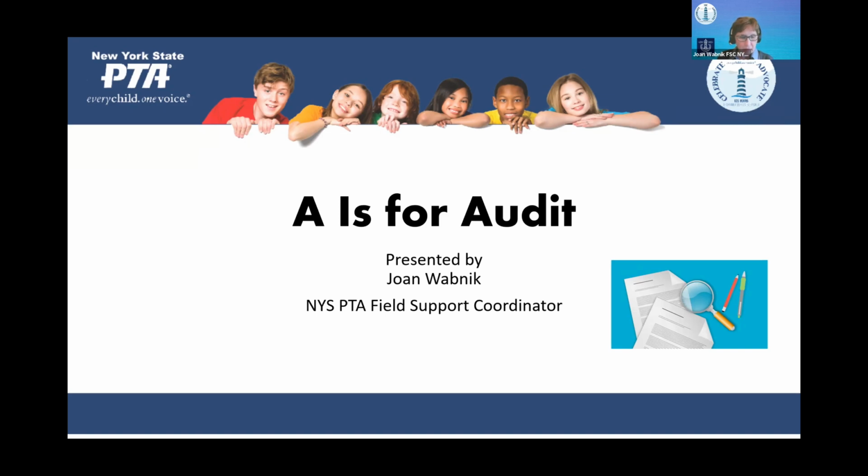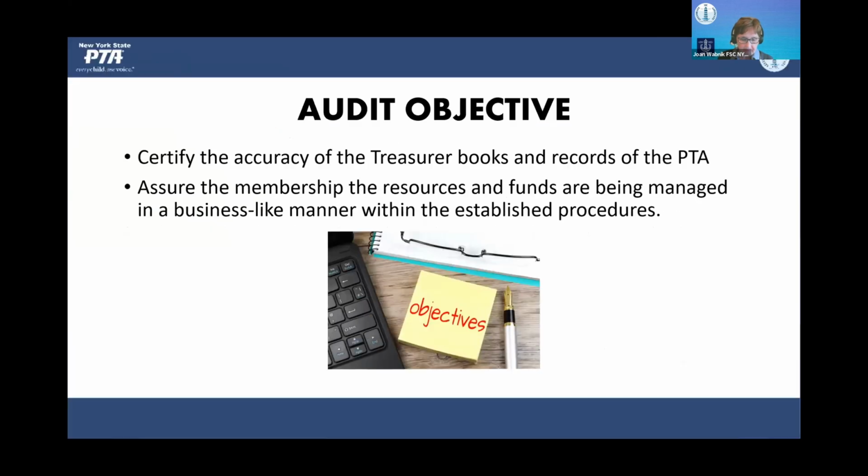Auditing involves reviewing financial transactions through records to make sure that receipts have been properly accounted for and expenditures made as authorized in the minutes, and in conformity with PTA bylaws, standing rules, and budget. The audit objective: the objective of the audit is to certify the accuracy of your records in your PTA.